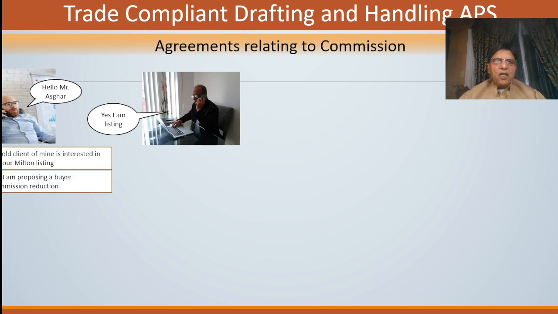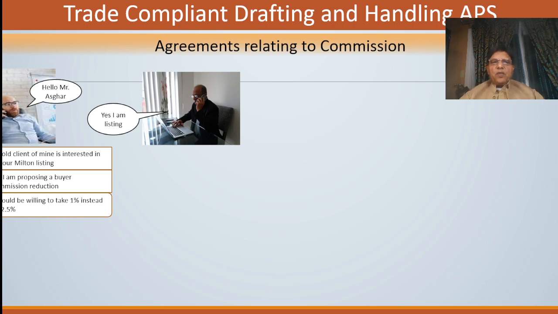So let's see what he is trying to convey to Mr. Javed. I am proposing a buyer commission reduction. Now, the buyer commission reduction is that the buyer is going to give 2.5% commission to the cooperating brokerage, and he is willing to reduce that, meaning that more money will go into the pocket of the seller. I would be willing to take 1% instead of 2.5%. So the commission is 2.5%. He is willing to take 1% instead of 2.5%. So in other words, he is making his offer really appealing.